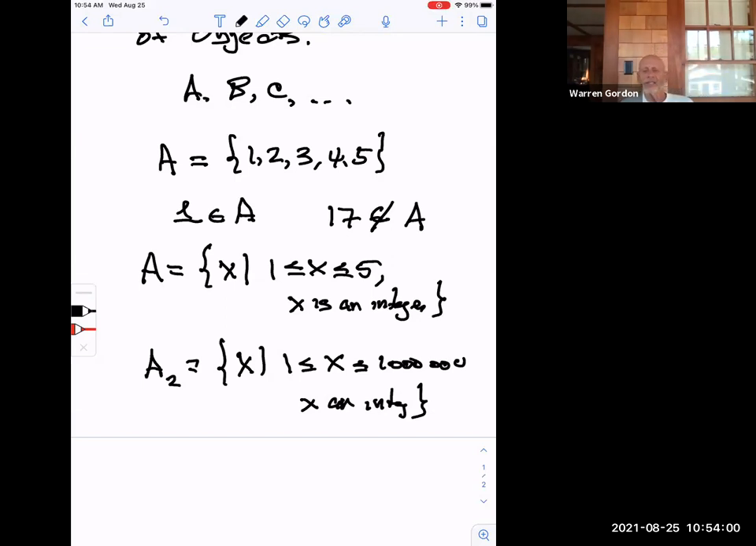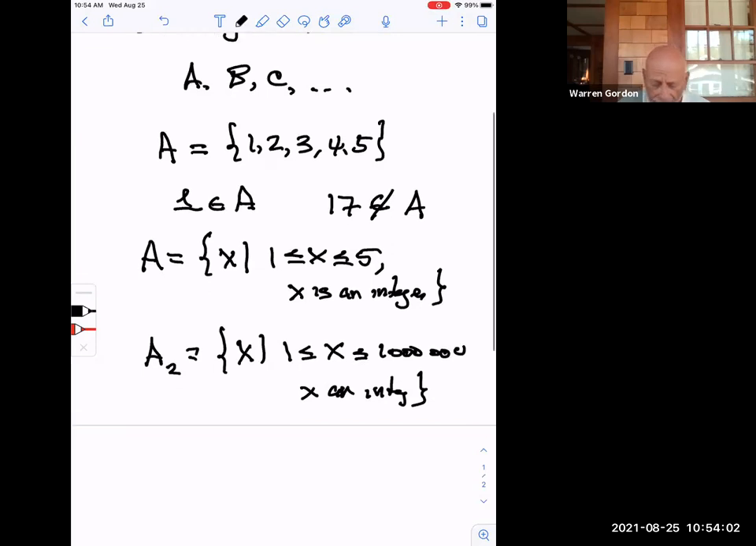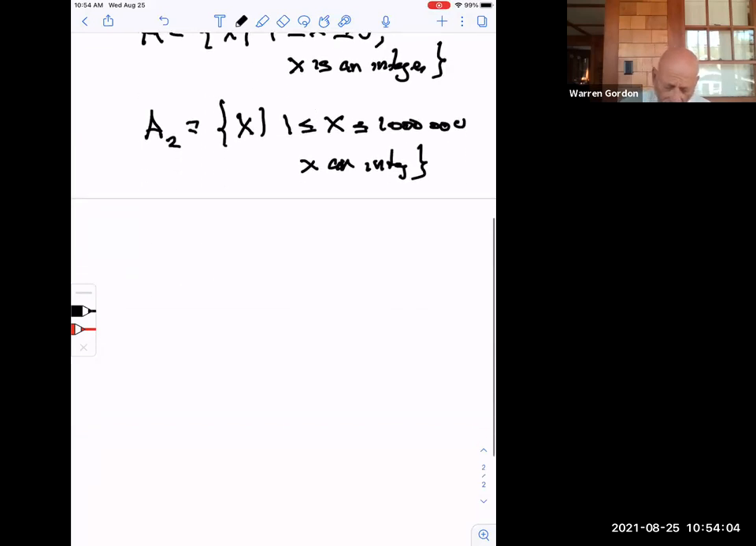Now, what we need to do next is construct an algebra of sets, because we're going to have to be able to use this. So let me just proceed with an example. Well, let me give you a definition.